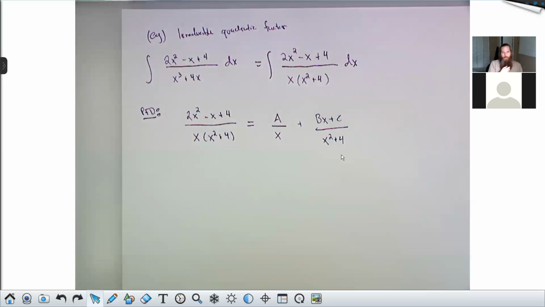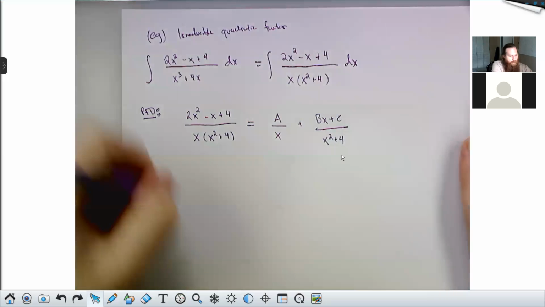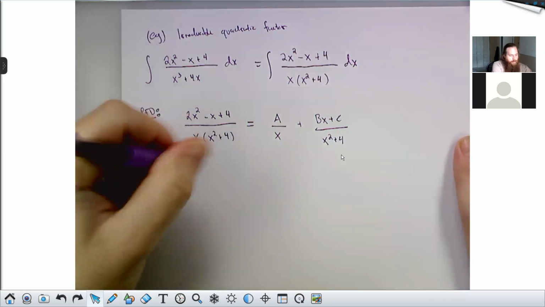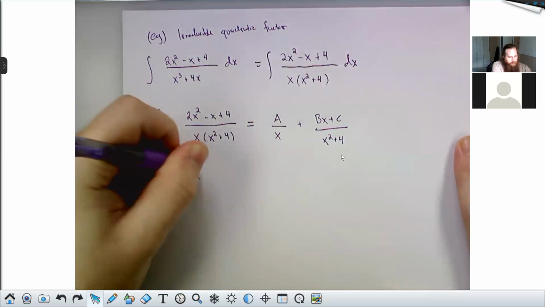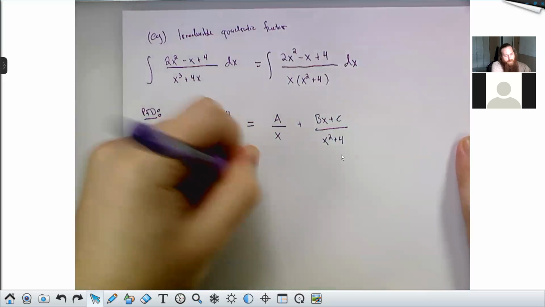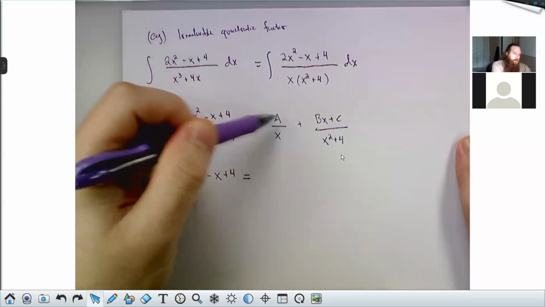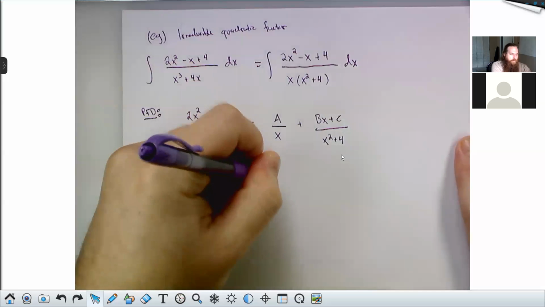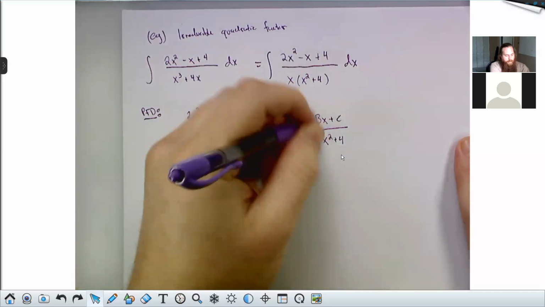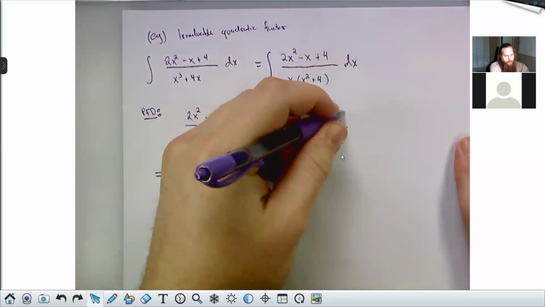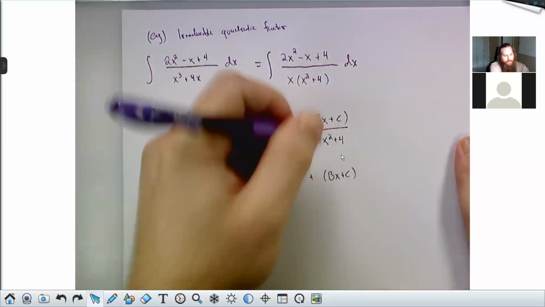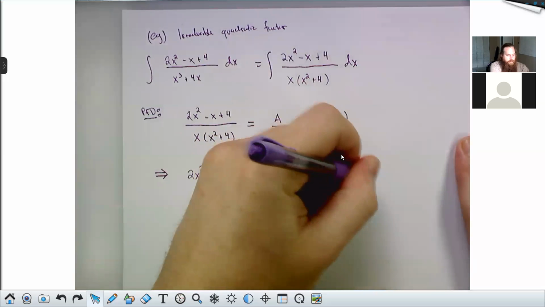So this is my setup. And just like always, I'm going to multiply through by the denominator. I'm going to cross multiply to kill all the fractions. So my left-hand side will become 2x squared minus x plus 4. And my right-hand side, when I multiply this by x times x squared plus 4, the x's will cancel, and I'll just get A times (x squared plus 4) plus, here, remember your parentheses. These fractions are grouping symbols. I have to think of it like that. So this is going to be (Bx plus C) times, the x squared plus 4's will cancel, and I just get an x.